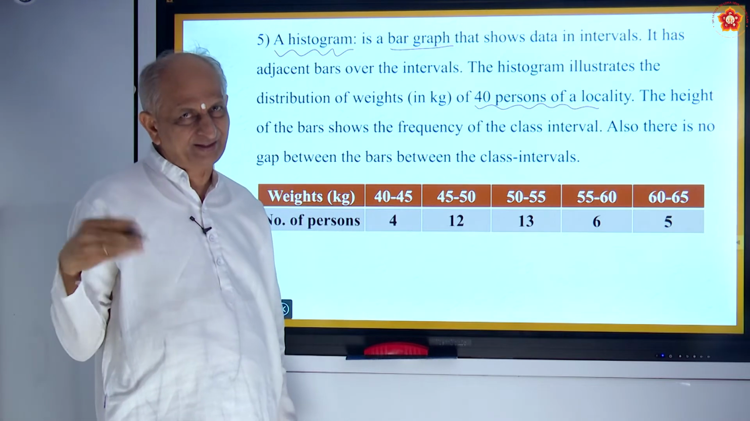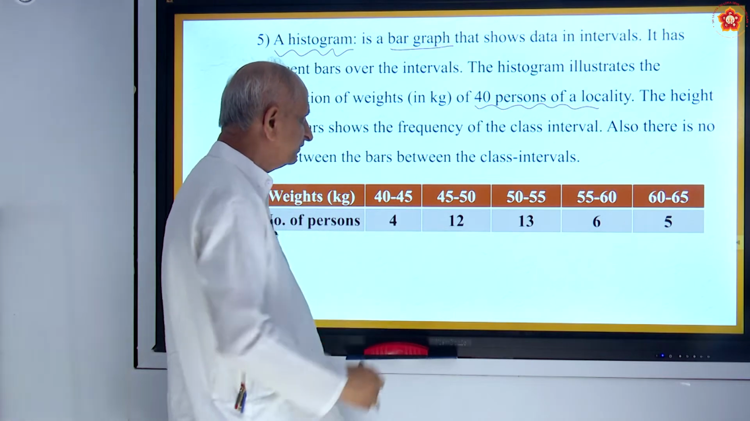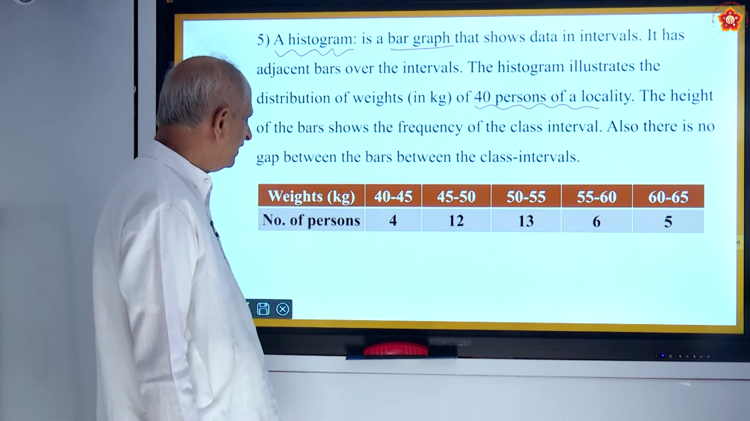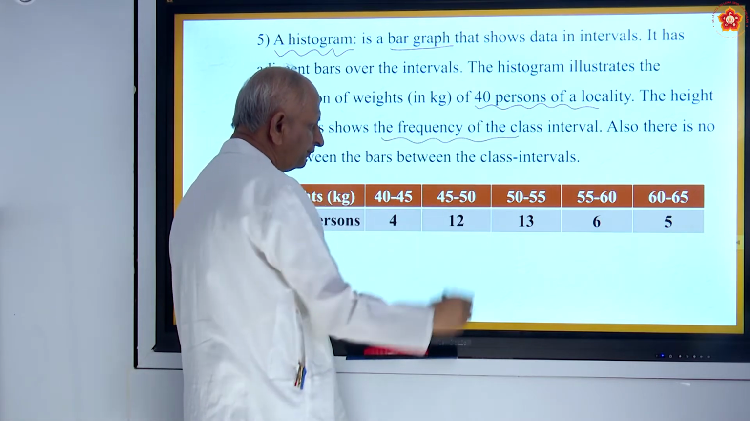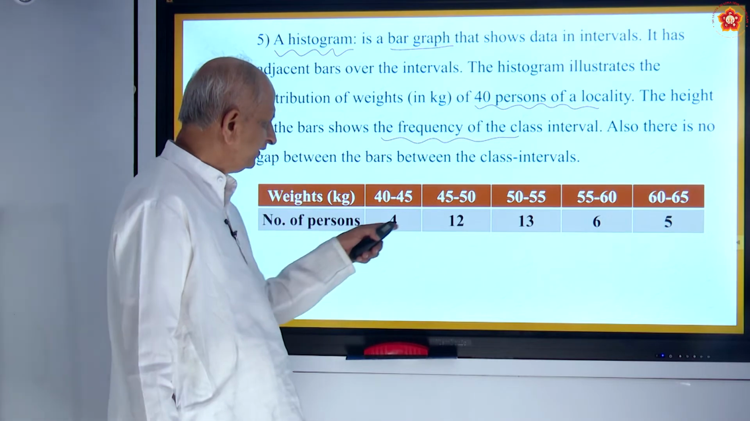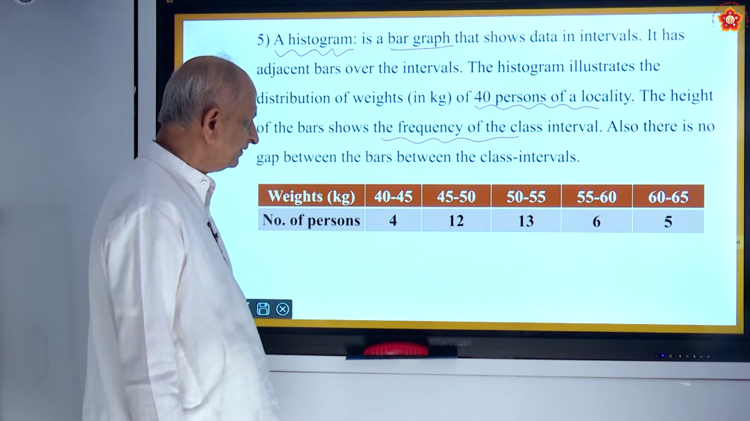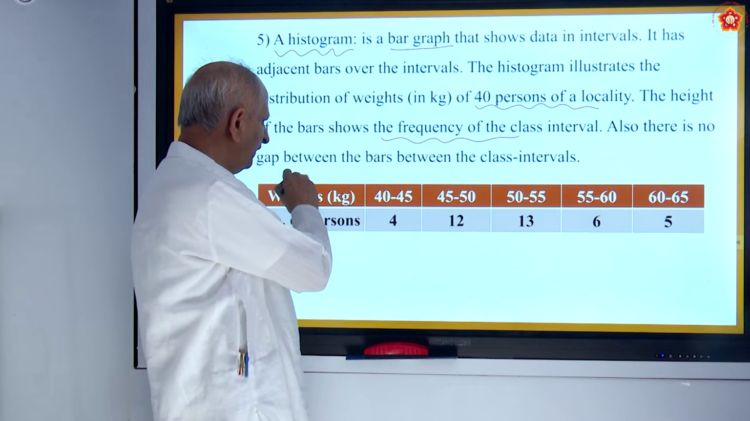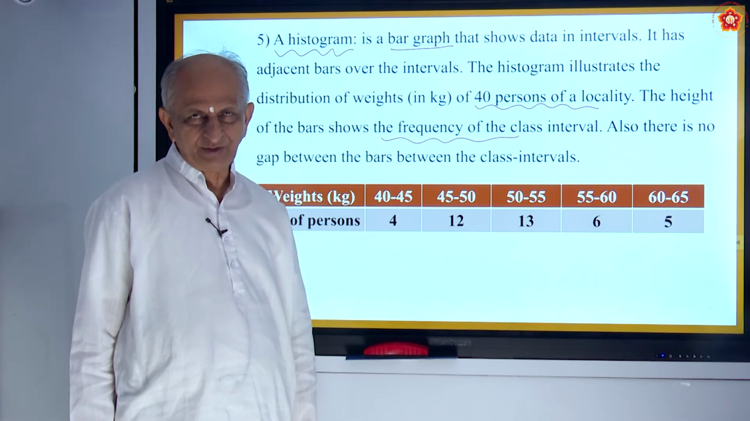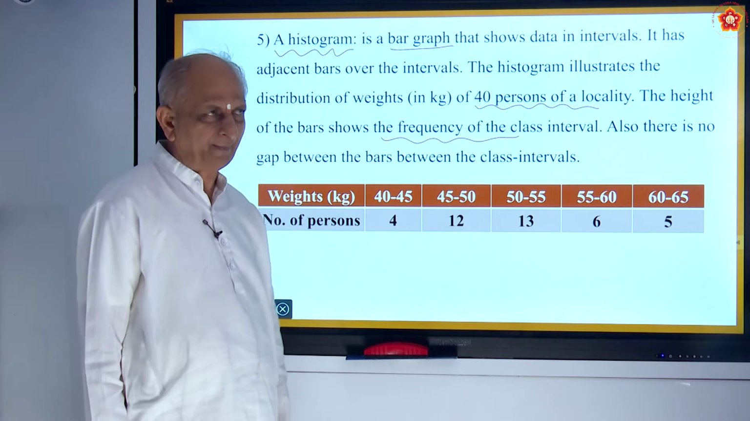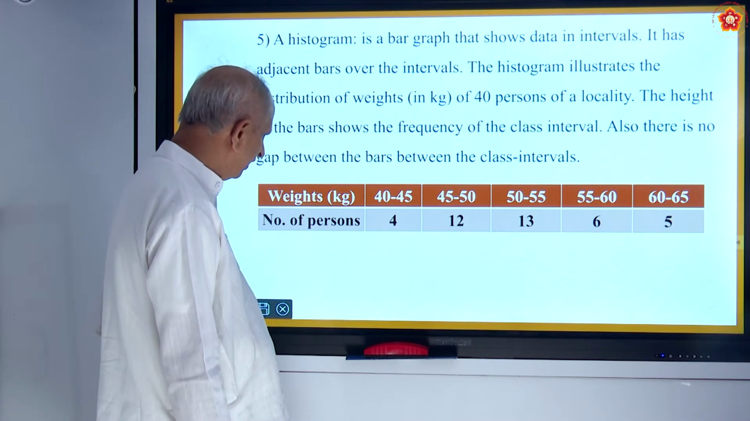There are so many things like that. Here it is about the number of persons having the weights. The height of the bar shows the frequency of the class interval. So this is called frequency, 4, 12, 13, etc. That can be seen by the height. There is no gap between the bars, between the class intervals. So that is the difference between the bar diagram and the histogram. Now we will see how it can be drawn.